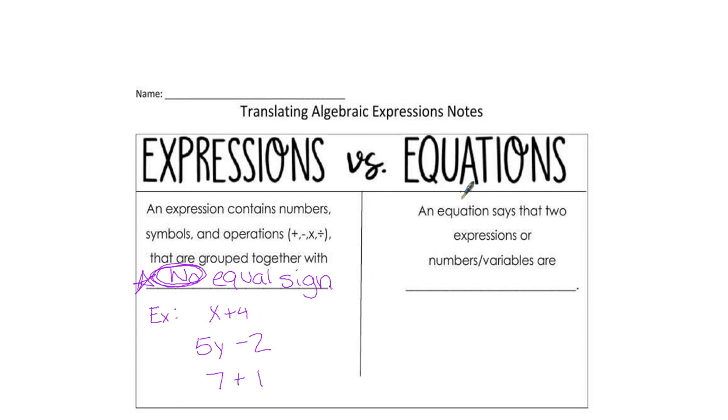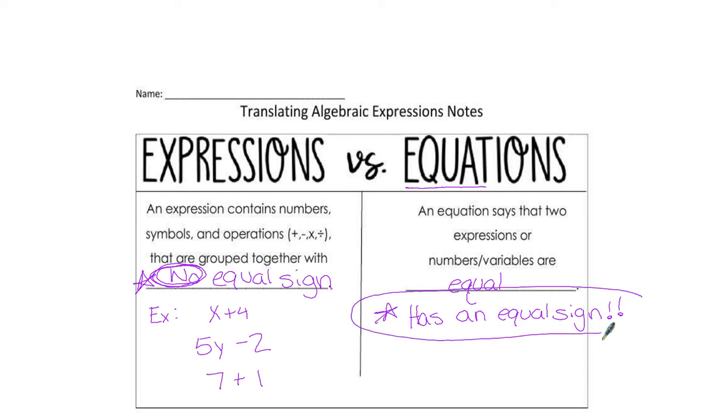An equation says that two expressions, or numbers and variables, are equal. So there is an equal sign, and you can remember this easily because equations start with almost the word equal. So they have EQUA, and equations say that two expressions are equal. So it has an equal sign. Put a star next to it, circle it. Remember, equations have equal signs.